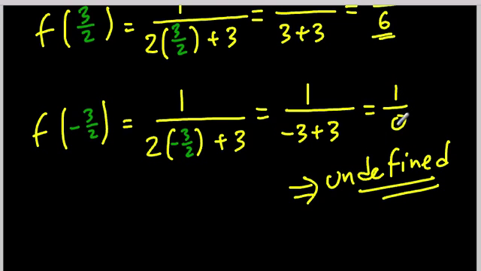Anything divided by 0 is always classified as undefined. So in this case, for an input of negative 3 over 2, we really just have no output. It's just undefined. We have no real solution, no real output for this.